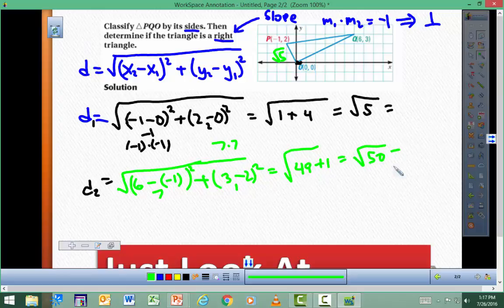And again, we don't have to find the exact answer here. This answer is okay. Obviously, these two lengths are not the same. So that's the square root of 50.